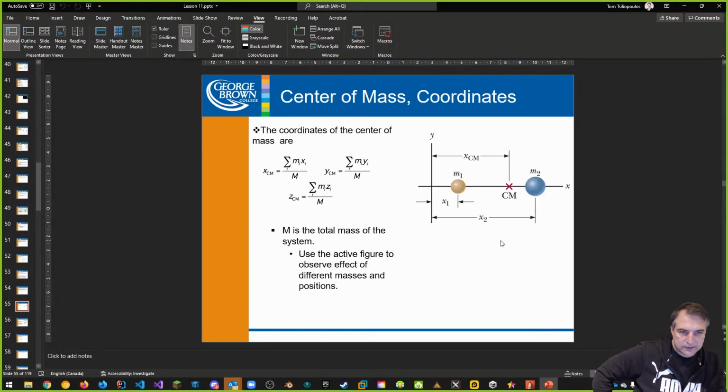Okay, center of mass and coordinates. The coordinates of the center of mass: x center of mass is equal to the sum of all initial masses across the x-axis over the total mass, right? And the same thing for the y component and the z component, which is the sum of all masses times initial position across the y-axis over the total mass. And then you can figure out where the mass is going to be relative to the entire system.